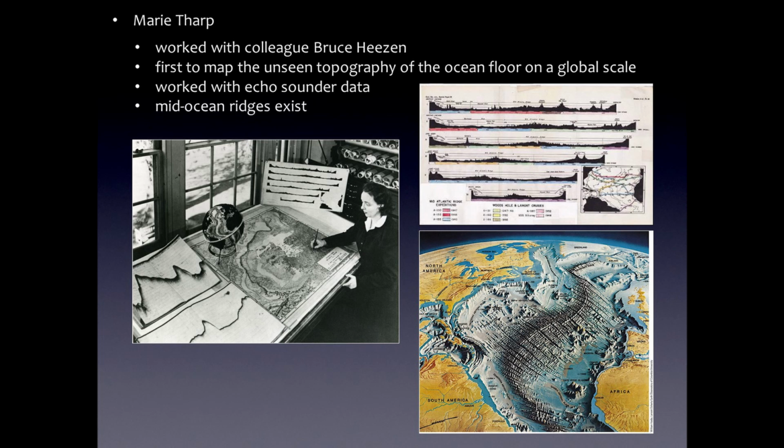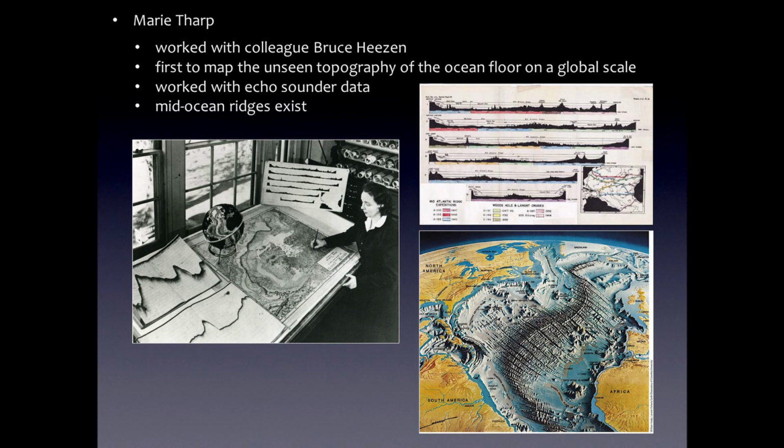What she did is she took this data that was being collected by ships like the Meteor and their subsequent ships after that, and you can see an example of some of the data in the upper right-hand image there, and developed this really detailed, excellent image of, first of all, the Atlantic Ocean. She used this and said, yeah, I think Wegener actually had something, was onto something with continental drift. Heezen didn't believe in continental drift, but she did.